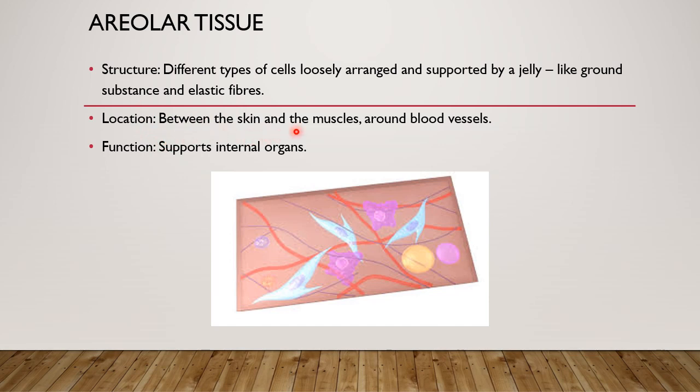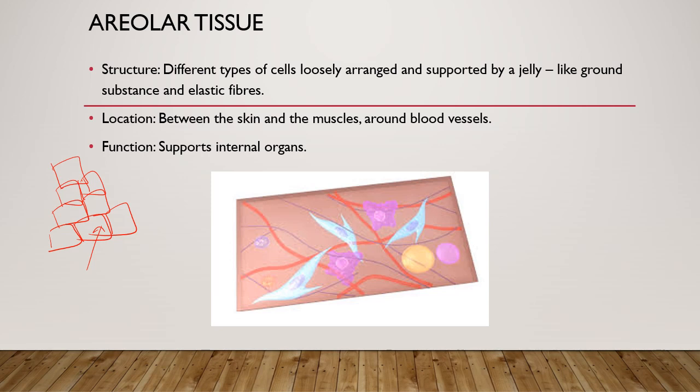They are present between the skin and the muscles and around the blood vessels. So they support the internal organs. As it is a connection between them, it will support the internal organs. For example, if I give you some bricks and ask you to arrange them, you would arrange them nicely and build a small wall. But if I come and kick your bricks, what would happen? It will immediately fall, isn't it?